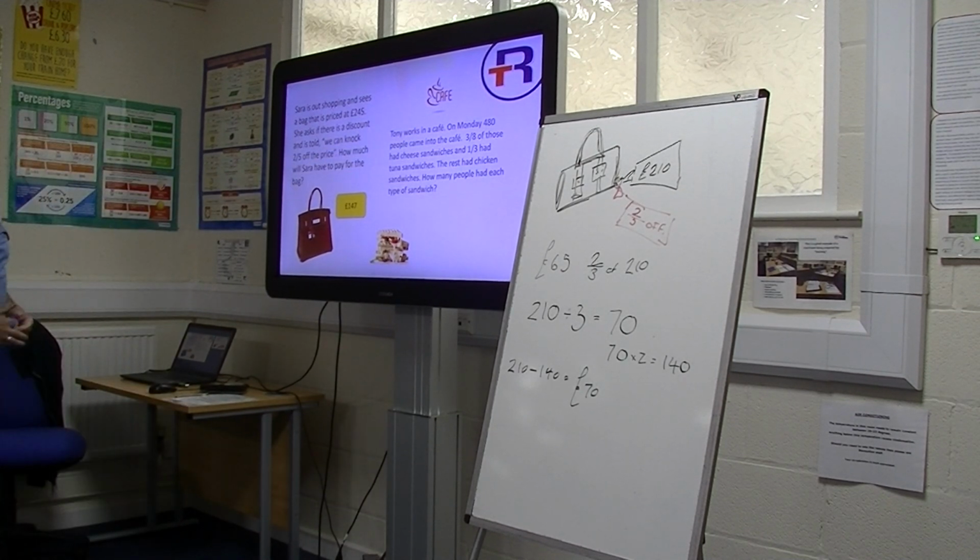Tony works in a cafe. On Monday, 480 people came into the cafe. 3/8 of those had cheese sandwiches, 1/3 had tuna sandwiches, and the rest had chicken sandwiches. How many people had each type of sandwich? Slightly trickier because now you've got to do 3 sums rather than just 2. Same mantra, divide by the bottom, times by the top.